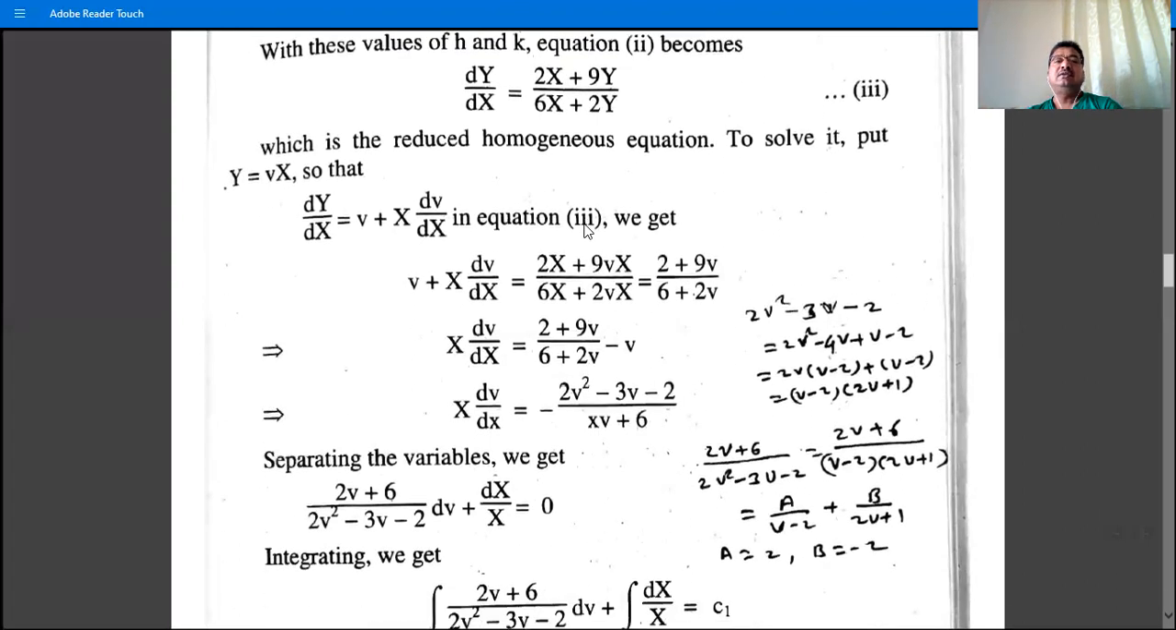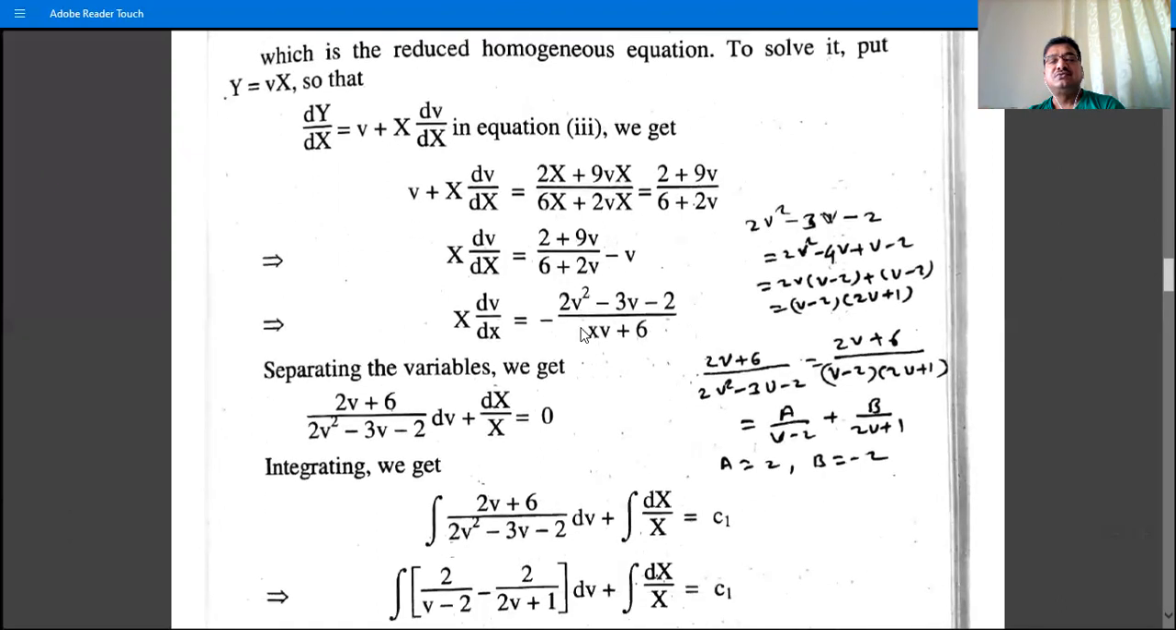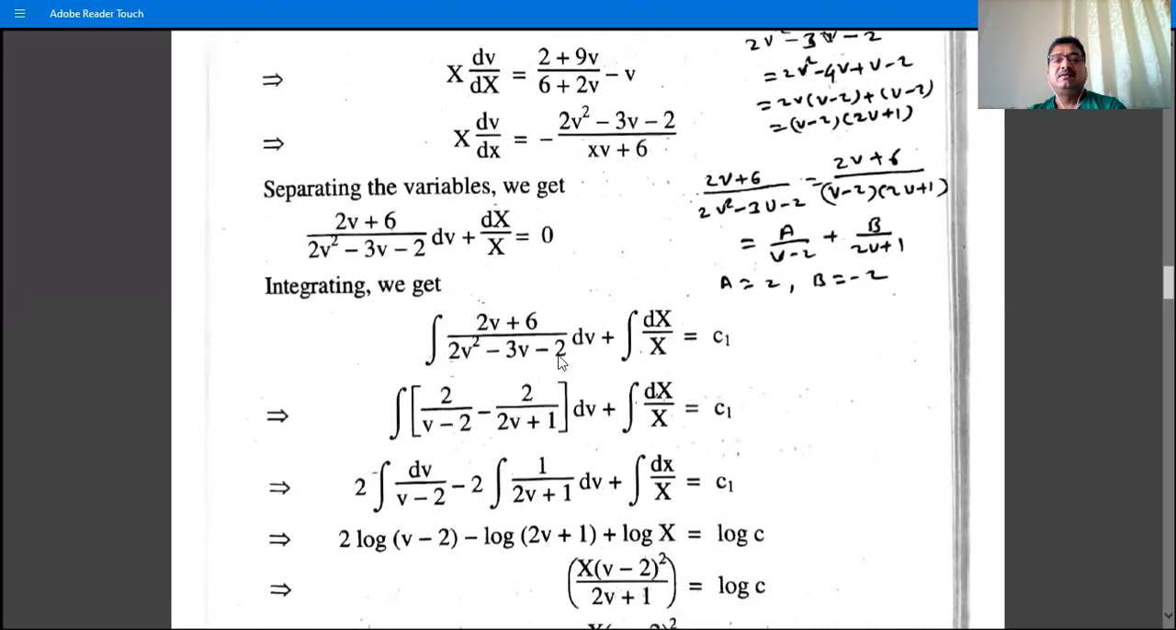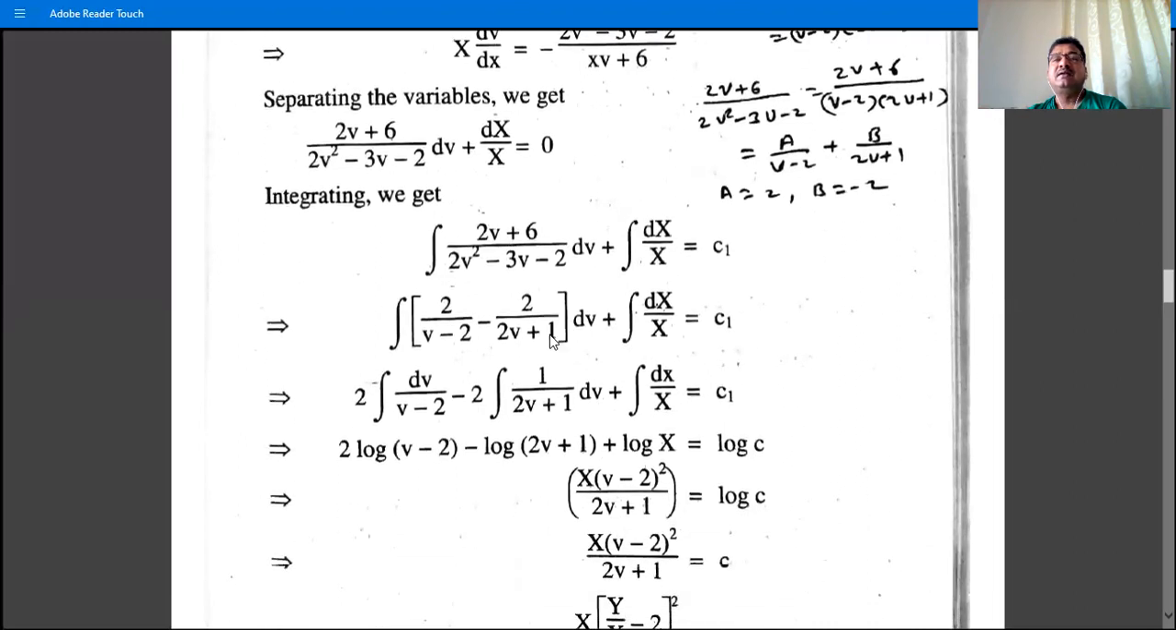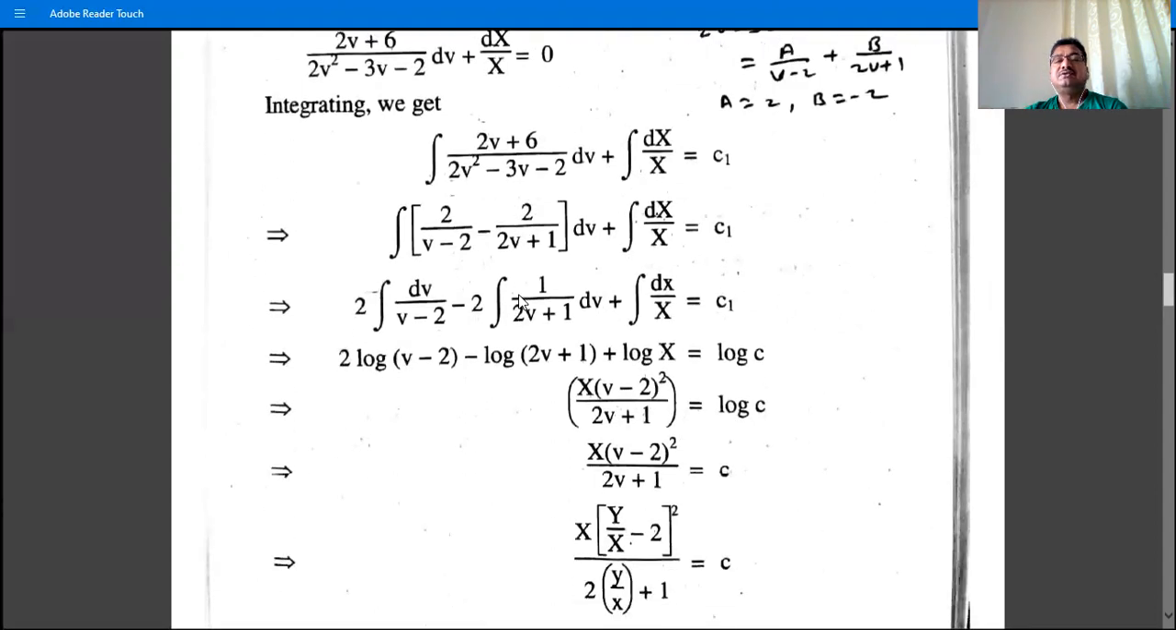So in order to solve the homogeneous differential equation, we have to substitute y is equal to vx. So after this substitution, y is equal to vx, the equation reduces to the variable separable form. Then separate the variables, and then after integration we have the general solution.